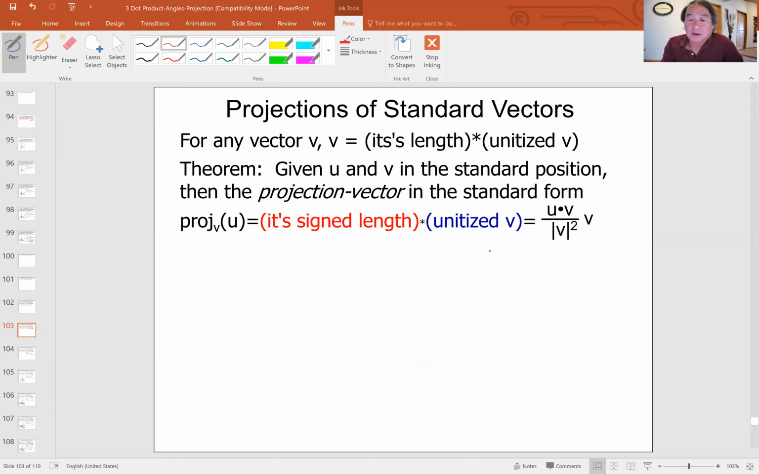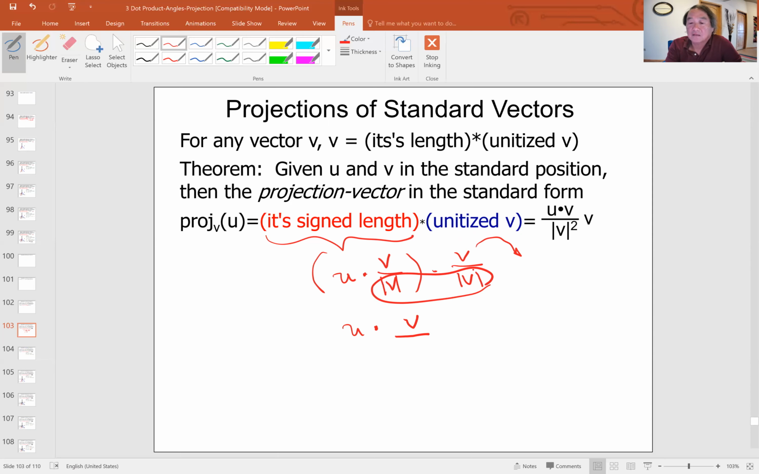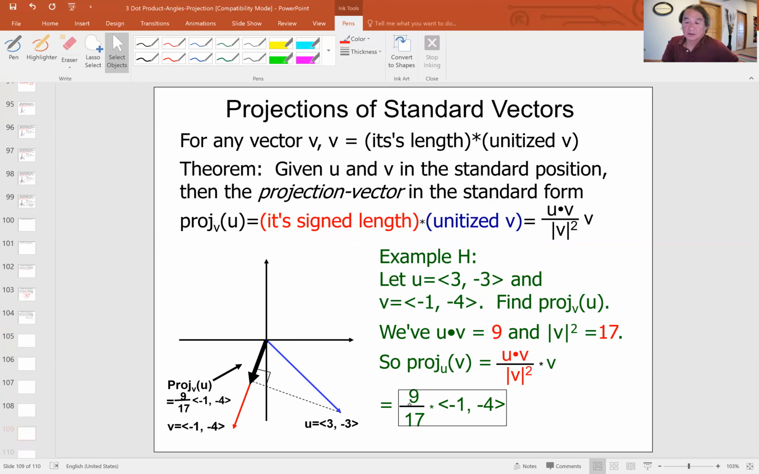Let me explain this a little bit. The signed length of the shadow was U dotted with the unit vector of V. The unitized V is V divided by the length of V. If I put this V on the side as a vector, all this is calculated as U dotted with the unitized V, which is a number, and then multiplied by the vector V. So these are the scalar adjustments to get to the shadow. This is how the calculation works.